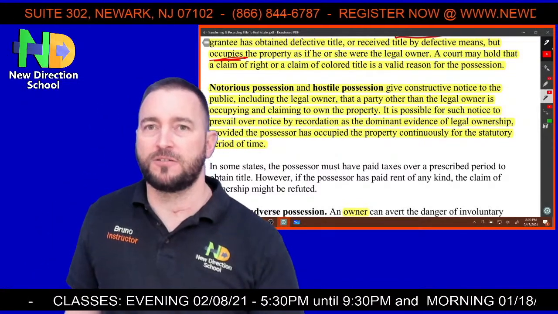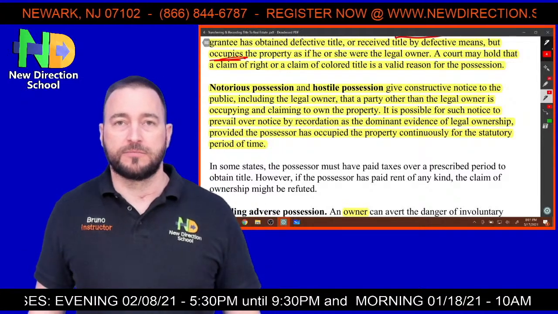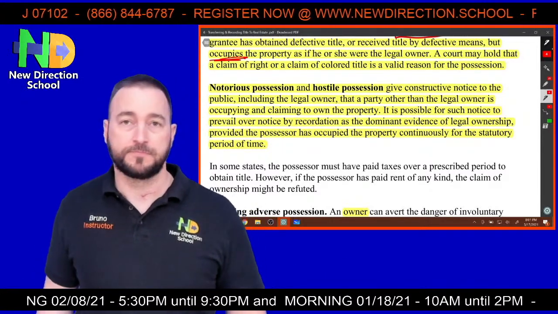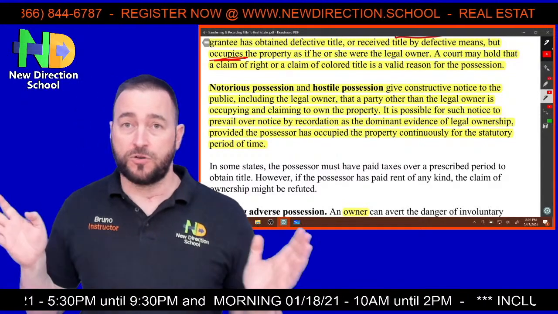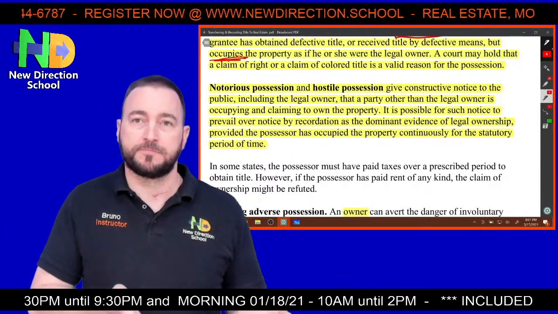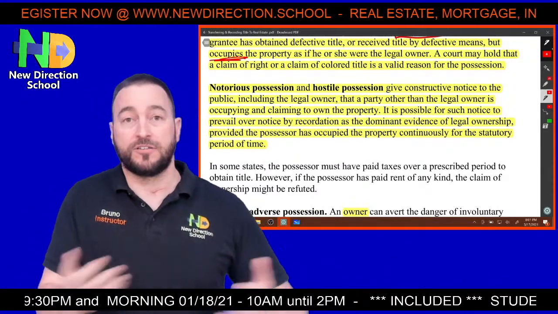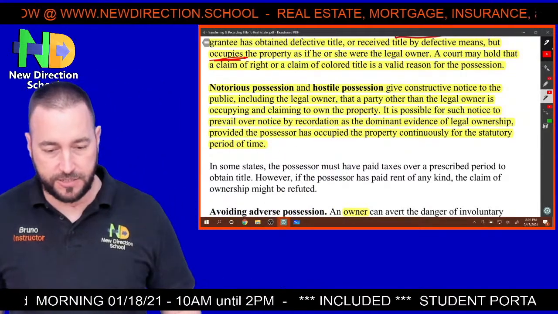Information is available. So yes, availability of information. You see that I'm here, I'm taking over this space, right? Whether the owner claims it or not, that's a different story. But I'm here, I'm not hiding it. The owner has the right to claim it and kick me out. If they don't, I'm not hiding it. So that is key for adverse possession.